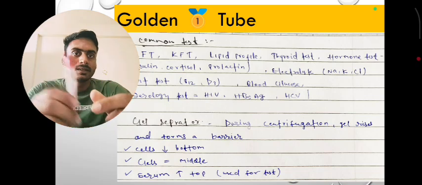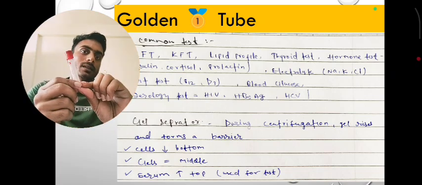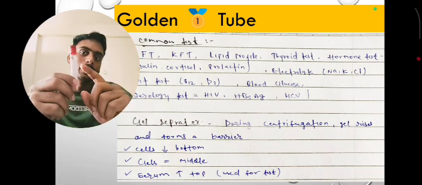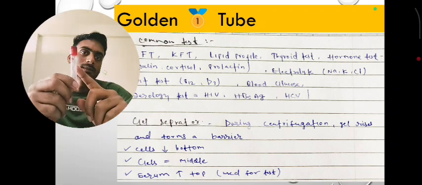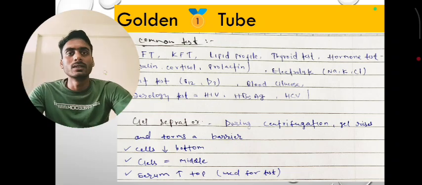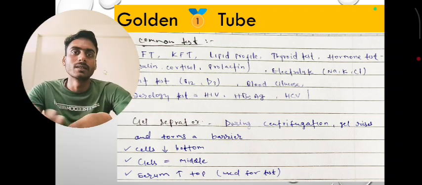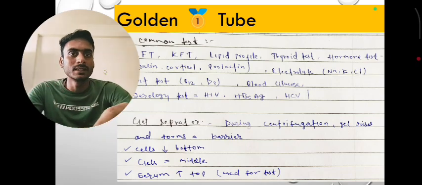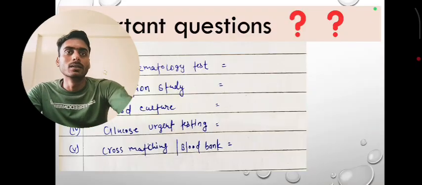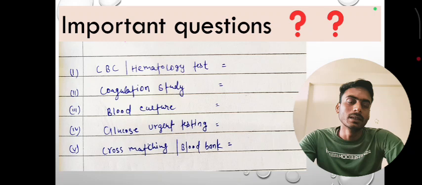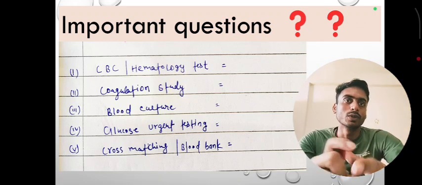For MCQ, after centrifugation, the clot will be at the bottom, the middle part will be the gel, and the upper part is the serum. So this is the common thing, and then you collect serum from the upper part and do the test. This is the golden tube, and at the end we give some important MCQs.